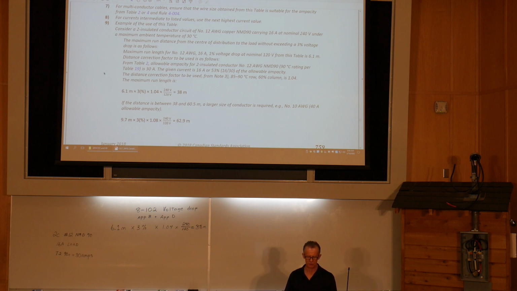It says here, from Table 2, the allowable ampacity of a 2-conductor insulated number 12 NMD90, 90 degree rating, is 30 amps. The load current is 16 amps, or 53% of the allowable ampacity of the conductor. So here they've done the math, 16 amp load current, and here's the 30 amp rating out of Table 2 of the allowable ampacity. The distance correction factor used is from note 3, for the 85 to 90 degree conductor rating. We round up to the 60% column, and that is 1.04.